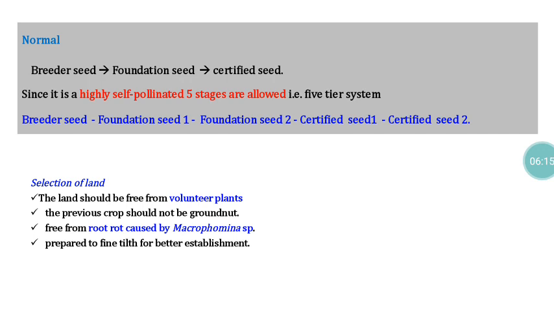And a fine tilth needs to be ensured, because we need to have a sandy soil that should be of porous nature. That will be useful for easy peg penetration and pod development. So that is a very, very important thing with reference to land selection as well as land preparation.